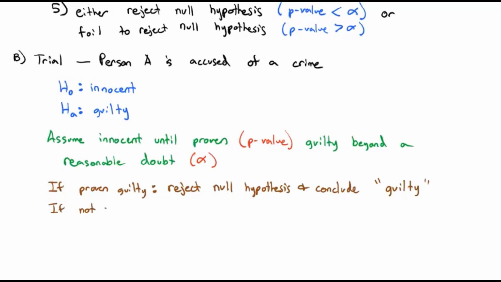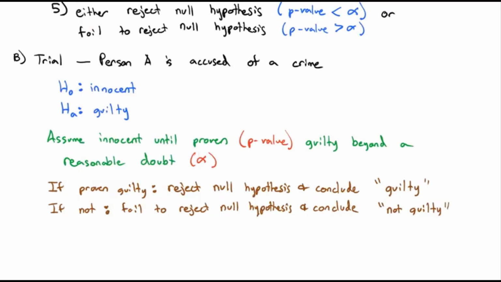If not, at least not beyond a reasonable doubt, we will fail to reject the null hypothesis and conclude, and this is where it gets interesting and very important in statistics, we don't conclude they're innocent. We conclude that they are not guilty. The conclusion focuses on the alternative hypothesis.